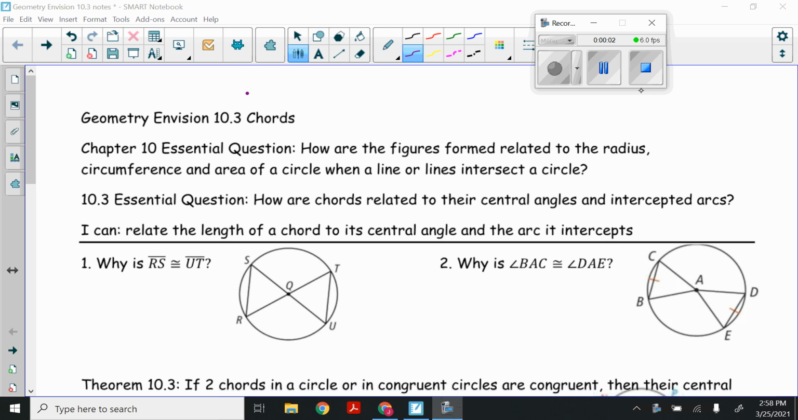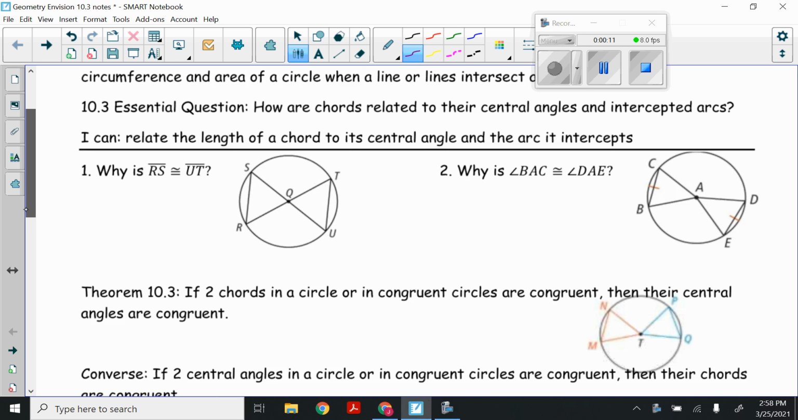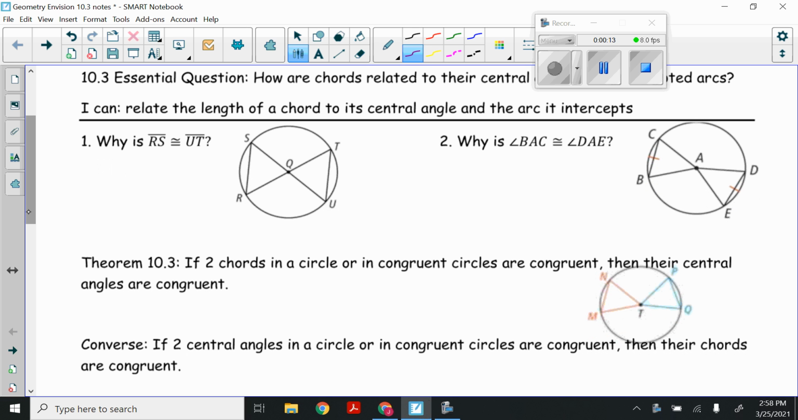Right, today in geometry, we're going to look at Envision section 10.3, which deals with chords. We're going to look at how our chords are related to their central angles and to intercepted arcs. So number one, it says, why is segment RS congruent to segment UT?